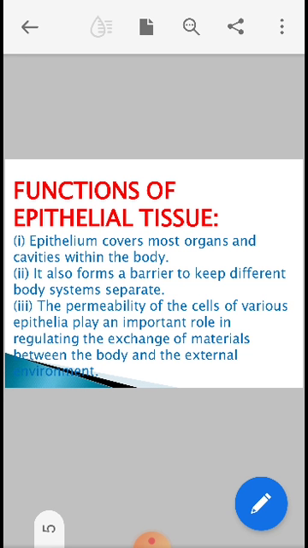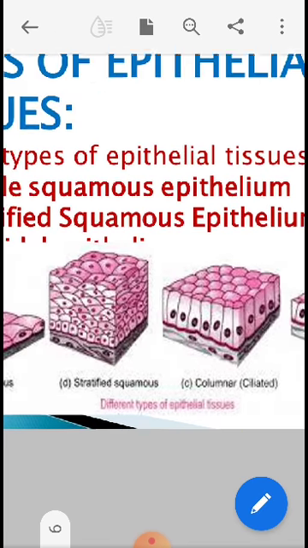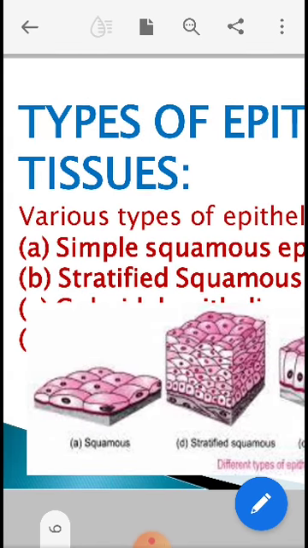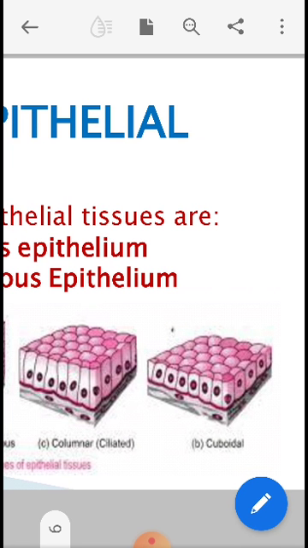On the basis of that, there are different types of epithelial tissues. So, epithelial tissues are classified into simple squamous epithelium, stratified squamous epithelium, cuboidal epithelium and columnar epithelium. You can see in this figure clearly the squamous epithelial tissue, the stratified squamous tissue, the columnar tissue and the cuboidal tissues. Now we'll talk about each of these one by one.